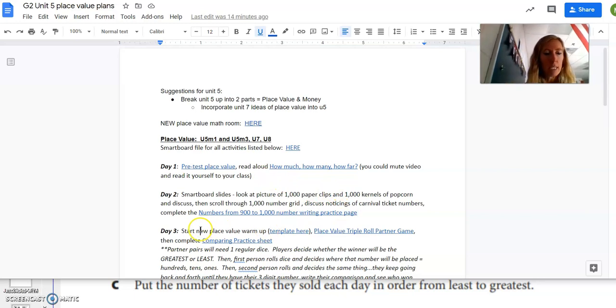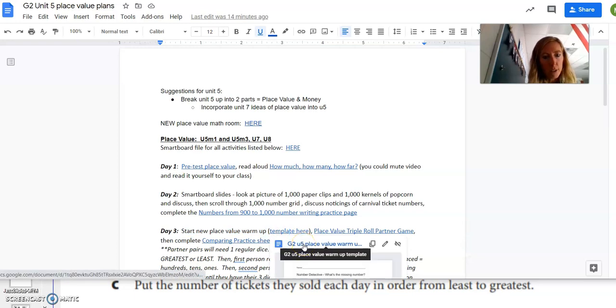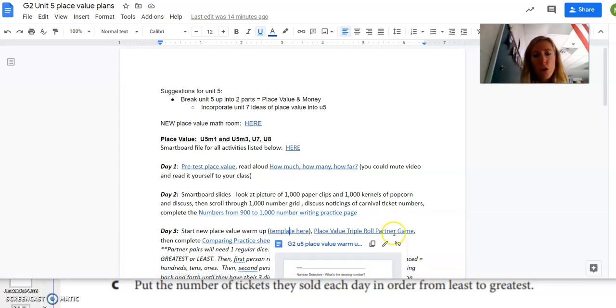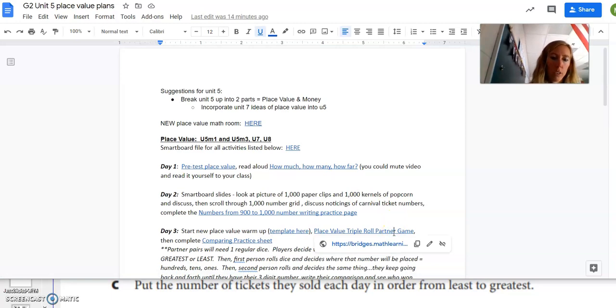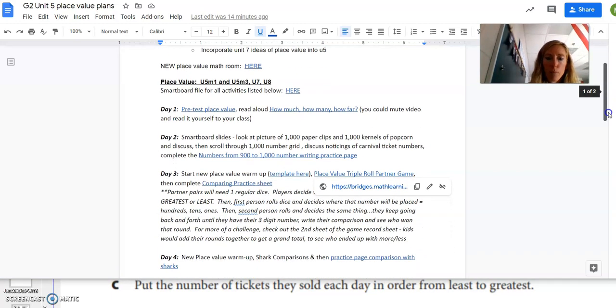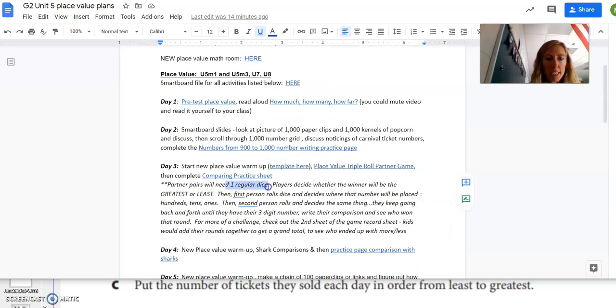So again, these are recommendations on lessons, how they could run, or you could run it differently, however you want. So day 3, start with a new place value warm-up. The template is right here. We used this last year. And then you could play the place value triple roll because it's a simpler game. You just need 1 dice between a pair of partners. Decide if you're going to go for greatest or least. And the first person rolls, and they get to decide where they're going to place that number. Are they going to place it in the hundreds, the tens, or the ones? And then the other person goes, and they decide where they're going to place their number. And at the end, who's able to make that smallest, least number, if that's what they were going for, then they win.